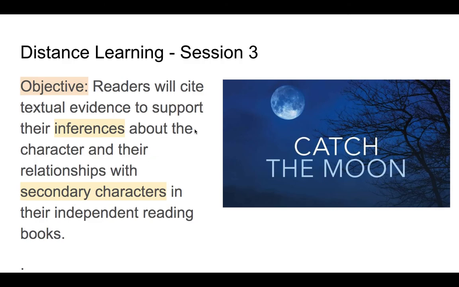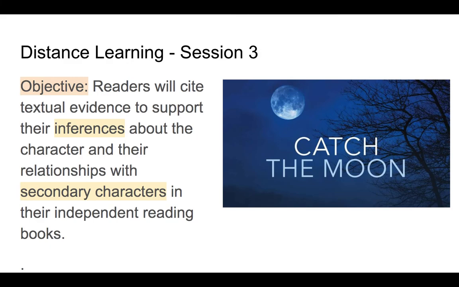Oftentimes the author is not going to come right out and say, this person does not like their dad. They'll drop little clues to let us know that the main character is struggling with his dad, which we see in Catch the Moon. Those little clues help us as readers to make inferences, which are guesses about the text using clues that we find in the text. So it takes a little bit of thinking. You need to turn your thinking brain on as we are reading.